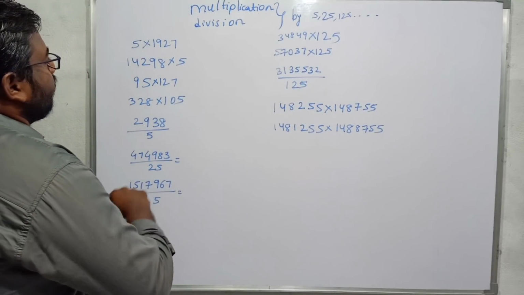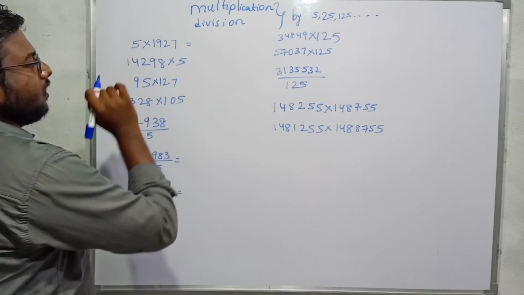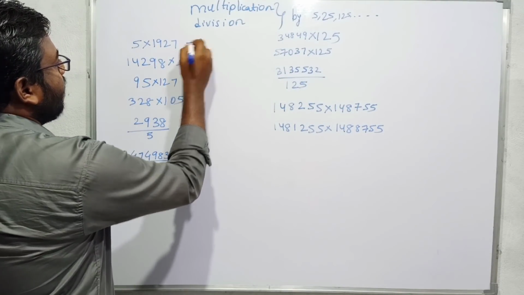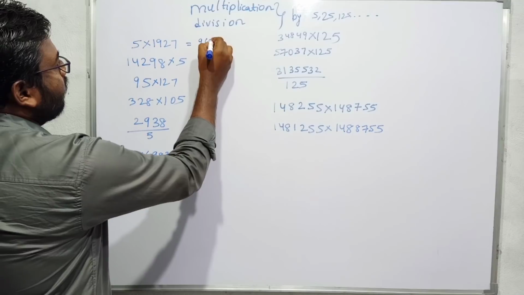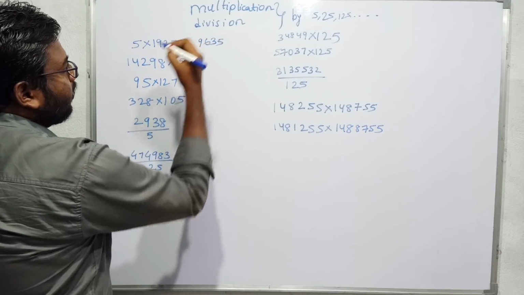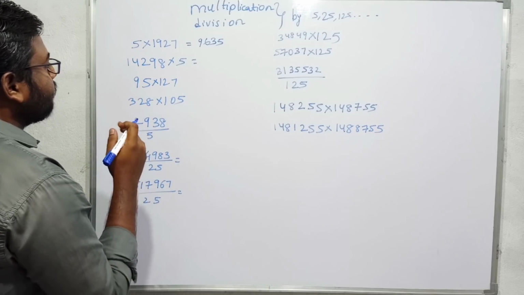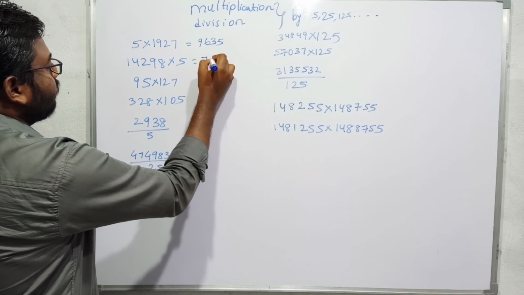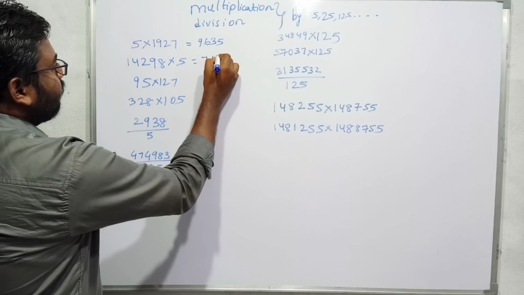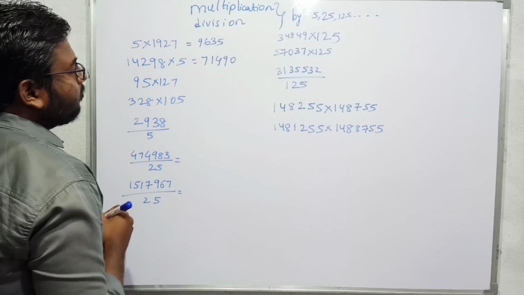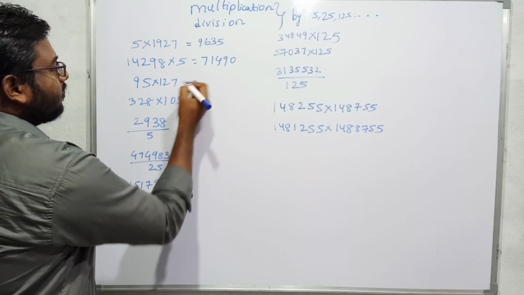This is 5 into 1927. We know that multiplication by 5 is nothing but division with 2. So if I divide by 2: 2 9s are 18, 2 6s are 12, this is 3 and 1 is the remainder, so 9635. Now if I have to multiply this with 5, I will divide this with 2. 2 7s are 14, 2 1s are 2, 2 4s are 8, 2 9s are 18, and 0 beside it because we have 0 as remainder.